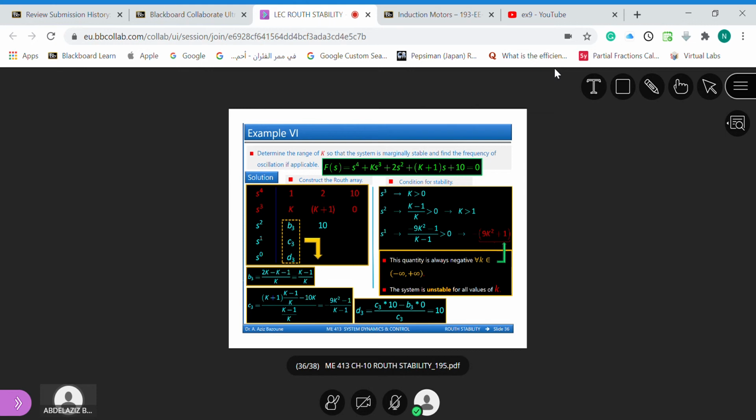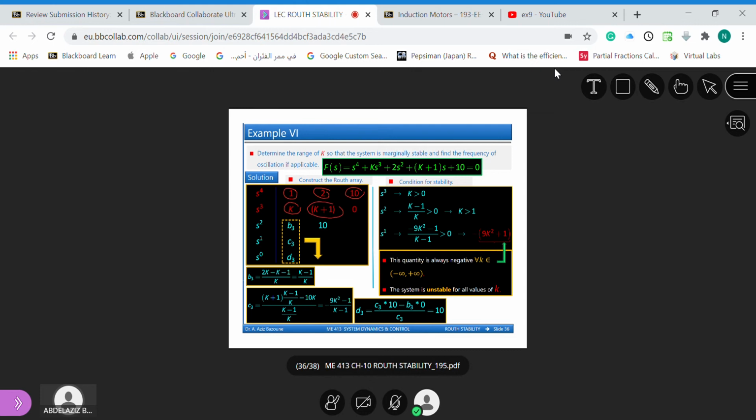Another example here, just to finalize this one. Example: determine the range of K so that the system is marginally stable and find the frequency of oscillation if applicable. S to the power 4 plus K s cubed plus 2s squared plus (K plus 1)s plus 10 is equal to 0. If we construct the Routh array, this is the coefficient of s to the power 4, then we jump one, we have 2, and then we jump one, we have 10. Then at s to the power 3, we have K, then we jump one, we have K plus 1, and then we have 0.